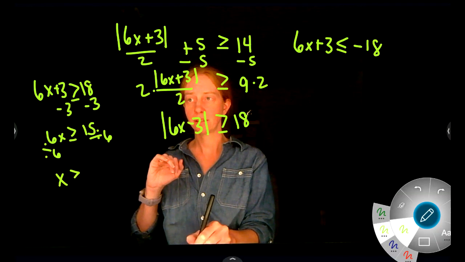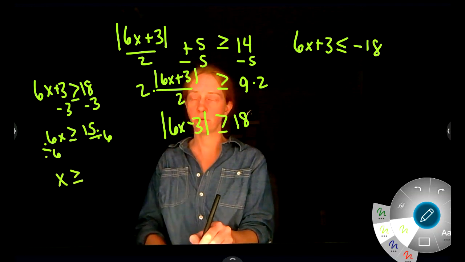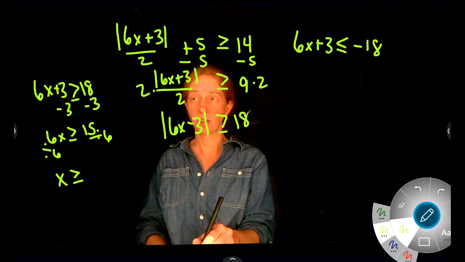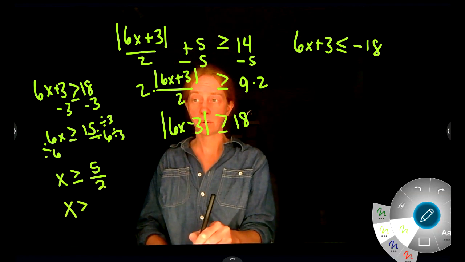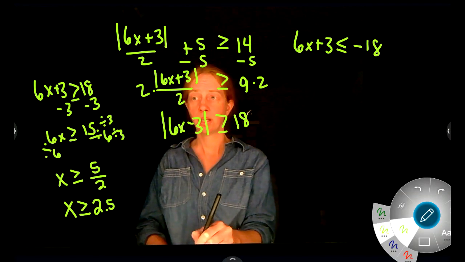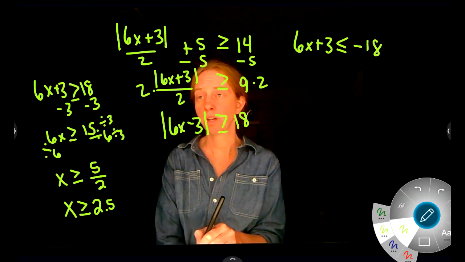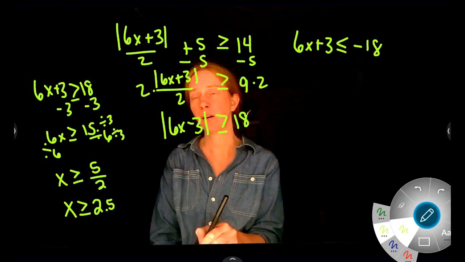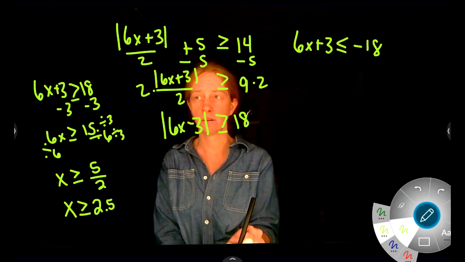And so we have x is greater than or equal to 15 over 6. 15 over 6 can also be reduced, so divide by 3 on both. This is 5 over 2. Okay, we could also say that 5 divided by 2 is 2.5. So if you want the fraction, you can keep the fraction. If you want the decimal, keep the decimal. I kind of like the decimal because we're going to put it on a number line, and so that'll make it a little easier for us to handle.